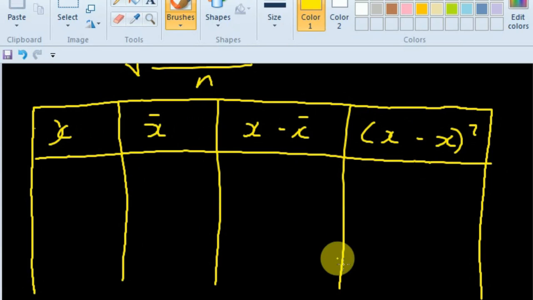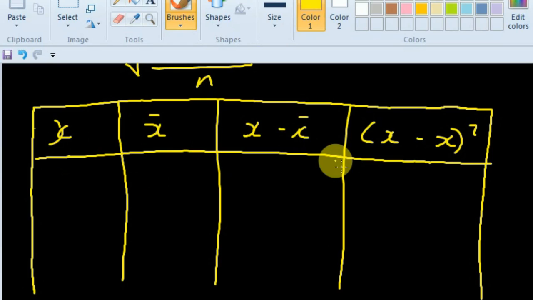So as you can see, I have written 4 columns. The first column I have x, which represents each score. Then I have x bar, which represents the mean. Then I have x minus the mean. Then I have x minus the mean squared.